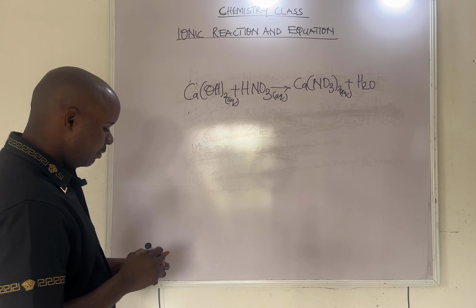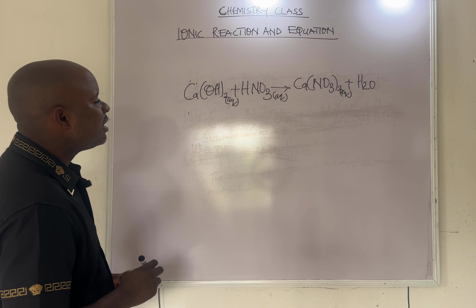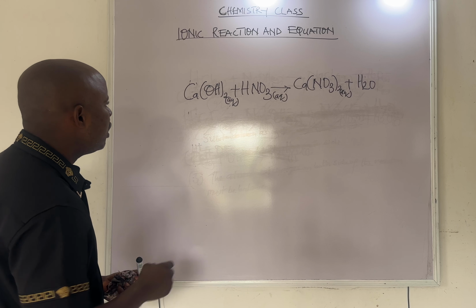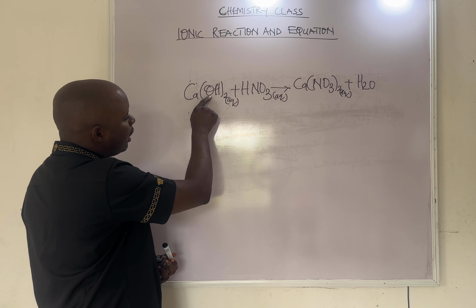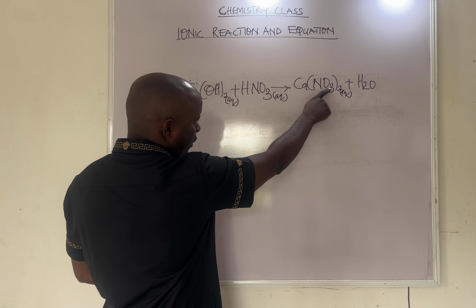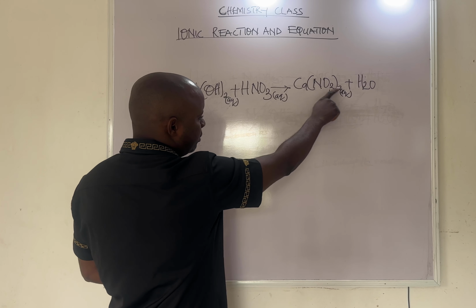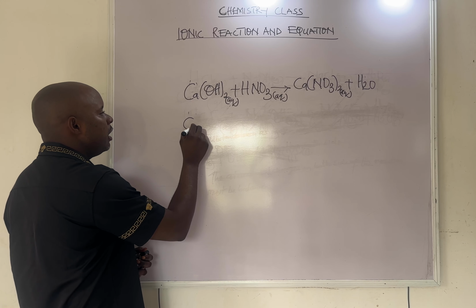The first step in this aspect, you must balance this equation. It's very, very important for you to balance this equation. We have one calcium here at the reactant side. We have one calcium here. We have 2 oxygen here. We have 3 oxygen here. We have 3 oxygen here times 2, that is 6, plus here is 7. So let's balance this equation for us to have a proper ionic equation.